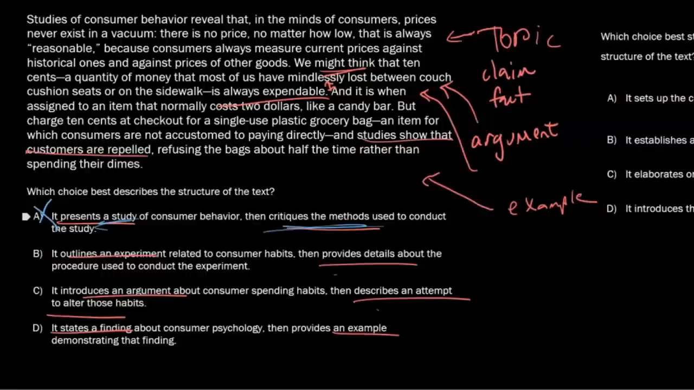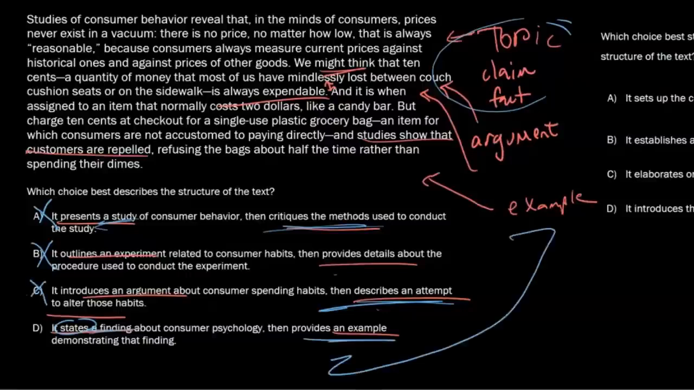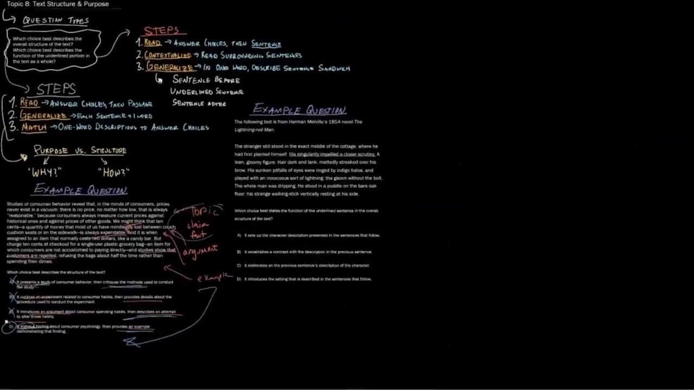It's outlining an experiment? No, there's no experiment outlined here. Okay. There's definitely no procedure outlined. It introduces an argument. Well, maybe, but it definitely does not describe an attempt to alter those habits. We don't see that here. It states a finding. Well, we had the word statement up here, right? It's a topic, it's a claim, it's a fact. That's what we're starting off with. Then it provides an example, which we have here for sure, demonstrating that finding. So we can just say it's D. And that's how you want to solve one of those problems.